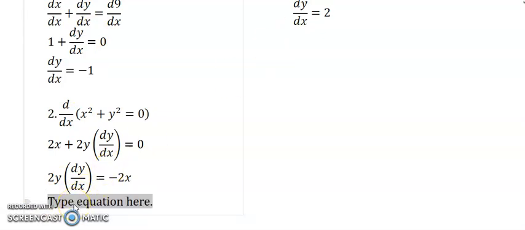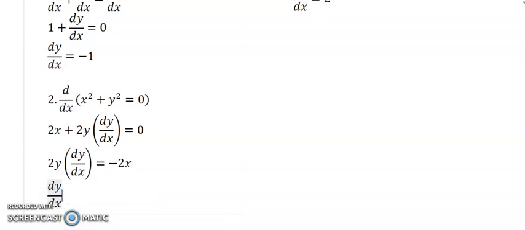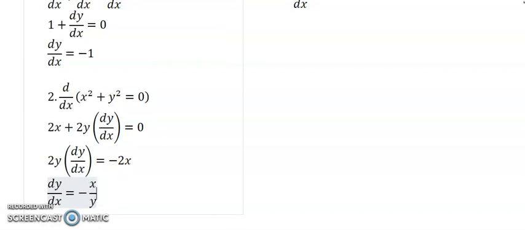Okay, guys, in this step we're going to do it like this. We have 2y dy over dx, but we are looking for dy over dx. To get rid of 2y, we will just divide throughout by 2y. Then if we do that, we will just get dy over dx equal to negative x divided by y. Yeah, that's the answer, guys.